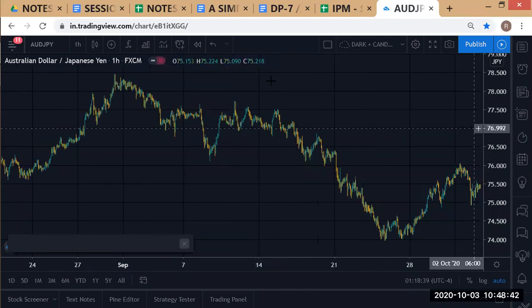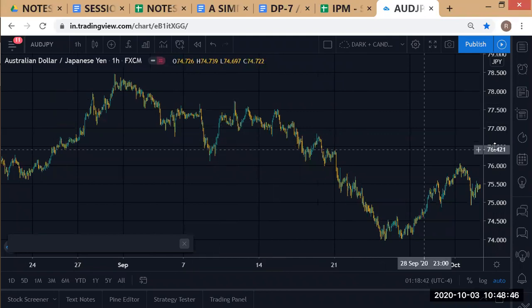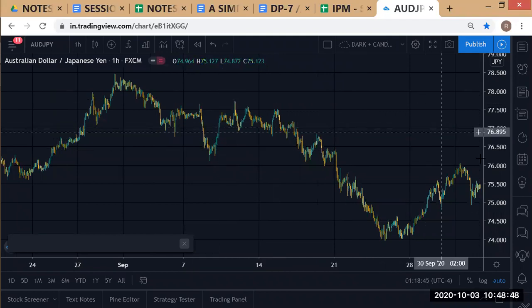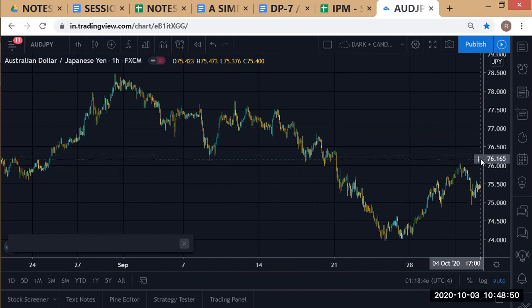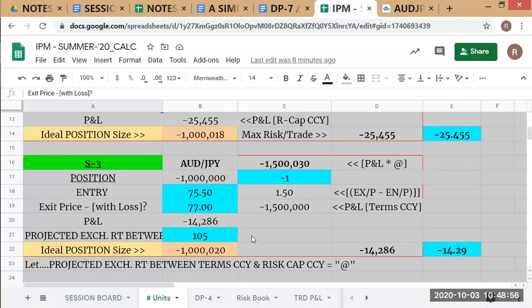It doesn't make any sense logically, because the highs and lows are different. But these are randomly selected numbers. I've entered it in the spreadsheet, so I'm not changing it. I'm planning to go short at 75.5 at market, and exit at 77. The problem is, I don't know how many units I should trade. I want to go short, but how many units should I sell? That's what I don't know.